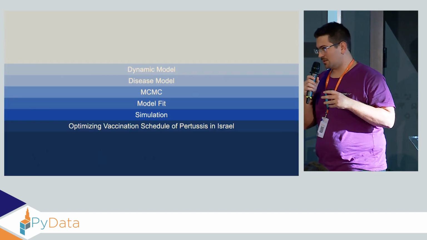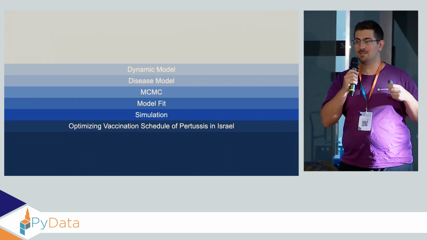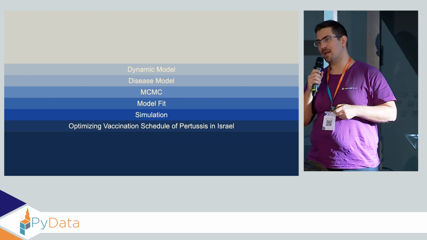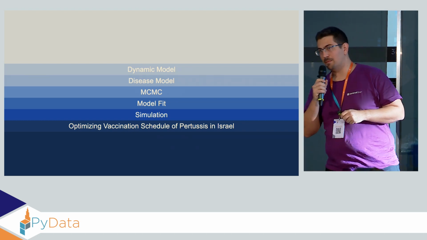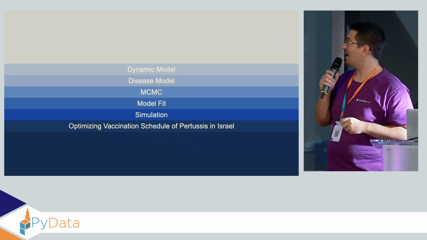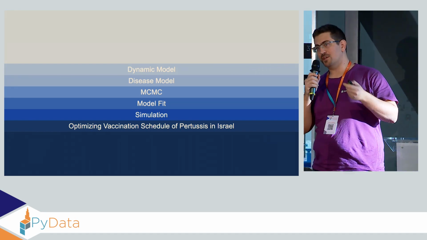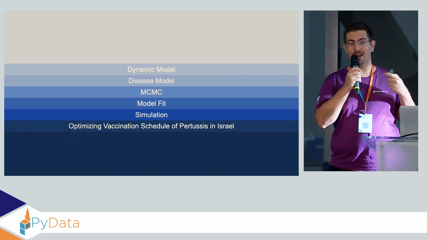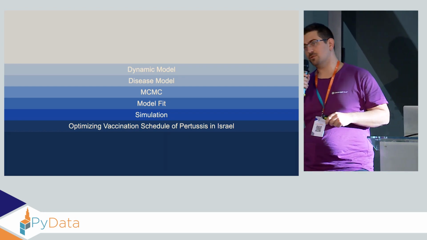Let's start. This talk is going to have 6 parts. I'm going to show you what a dynamic model is, because a disease model is a specific kind of dynamic model. So the second part will be disease models. Then I'm going to teach a bit about MCMC. Maybe we'll skip that in a rush because I'm not sure we have enough time. Then we're going to see how we take the model that we've built and use MCMC to fit it to data that we already have from the Israeli Ministry of Health.